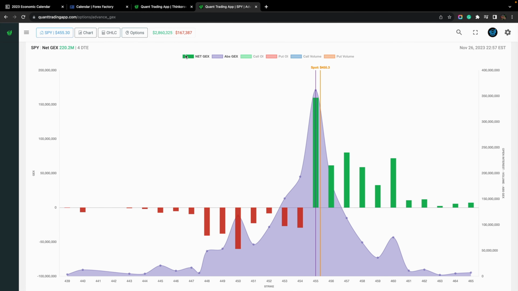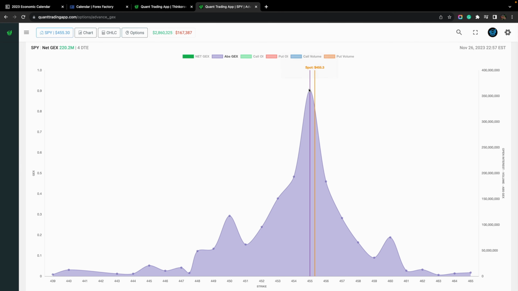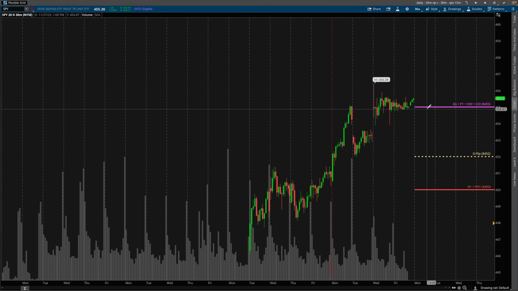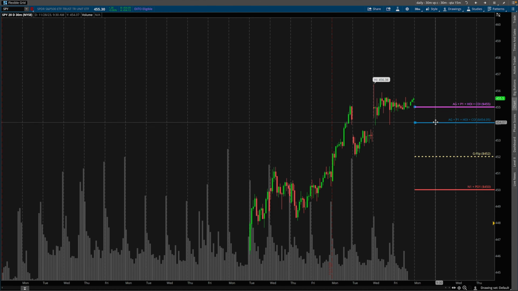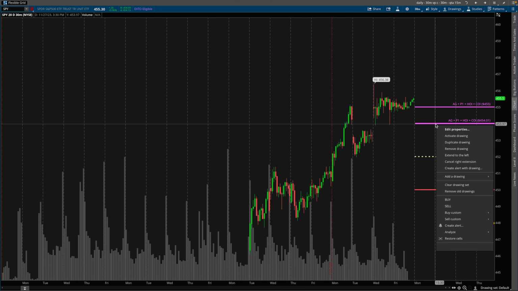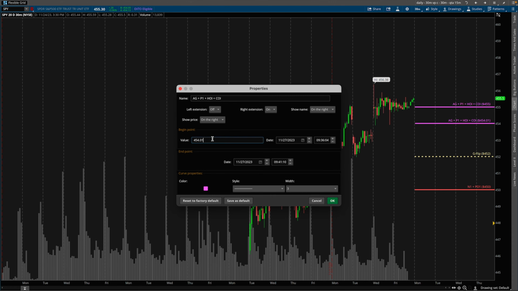So I'm going to turn on the absolute gamma. Let's turn this off for a second, and we already have our AG, which is our absolute gamma strike of 455. Next, I'm looking for the strike price that has the second highest absolute gamma, and this is 454. So again, this week is a little bit easier or different from other weeks, because everything is kind of clumped up together around 455, because it's just that dominant of a strike. But this is 454.